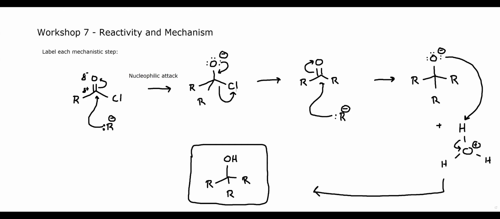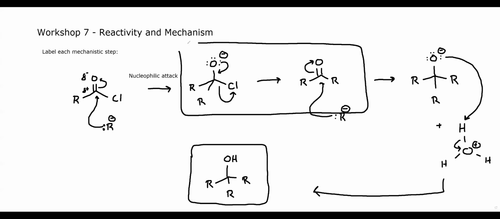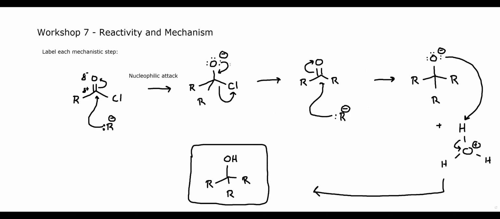Now, what happens in step number 2? If we look here around where I boxed in, what's happening between these two products? Okay, we have 2 R's, we have an oxygen, but it looks like the chlorine is leaving. The chlorine is no longer there. So what is that? That's likely going to be loss of a leaving group.